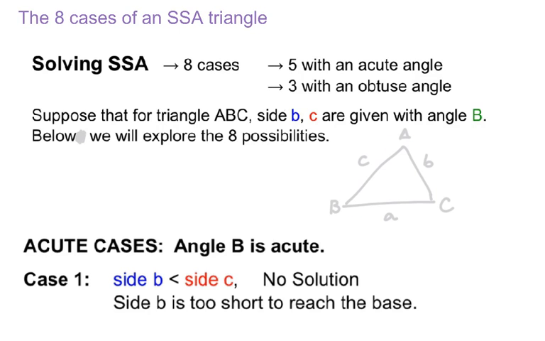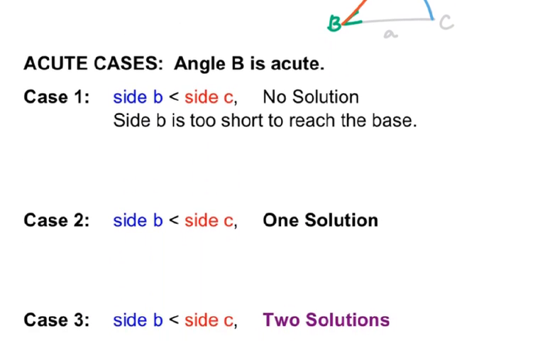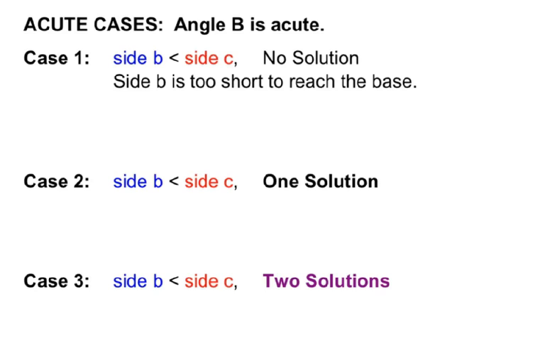Okay, so we're dealing with a triangle, and we are given angle B, and we also know side C and side B. So that gives me side-side-angle, SSA, or angle-side-side. All right, and that's the situation that we have to think about a little bit specially.